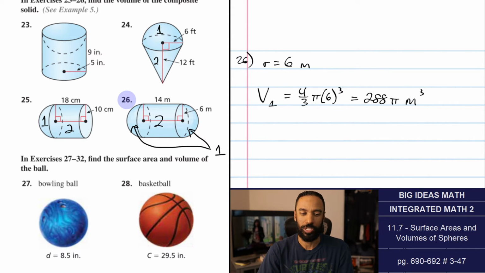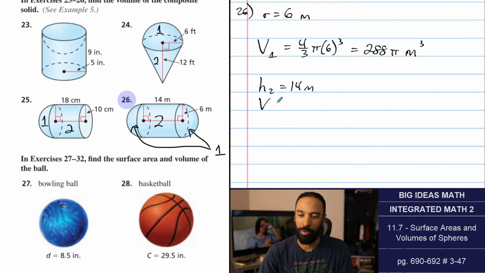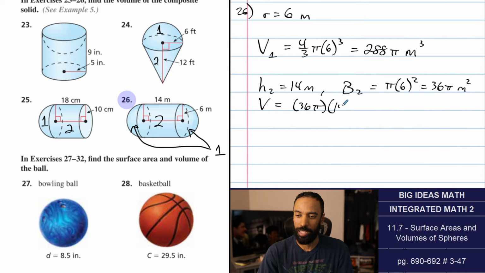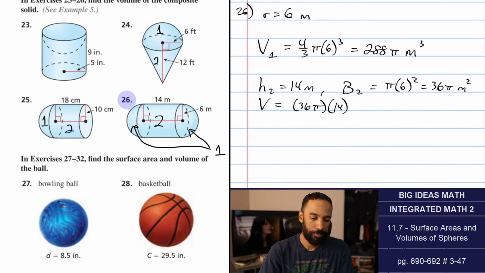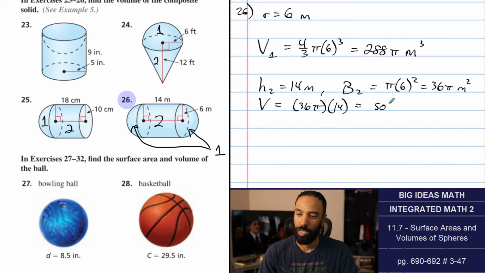Now, this is object 2, the cylinder in the middle. It does have a height, and I mentioned this before, the distance between your bases. It has a height of 14 meters. So the volume of this guy, let's find the area of the base. The area of the base is pi times 6 squared, 36 pi. So the volume will be area of base times height, 36 pi times 14. 36 times 14 is 504. So I got 504 pi cubic meters on that guy.